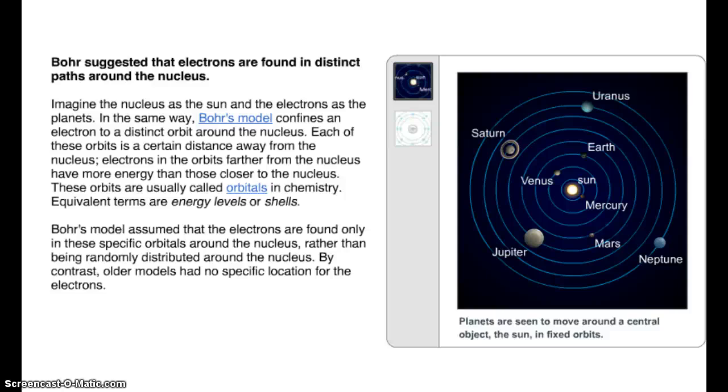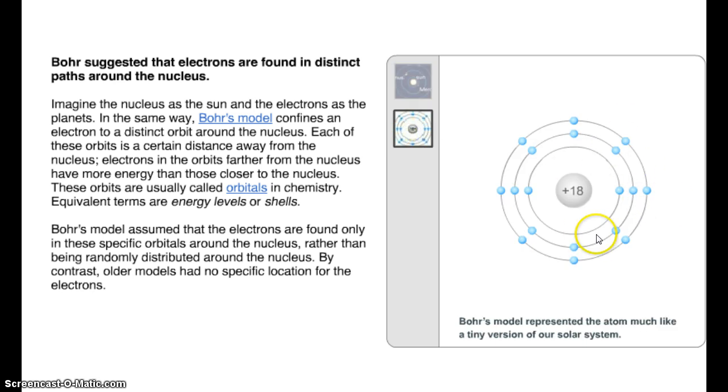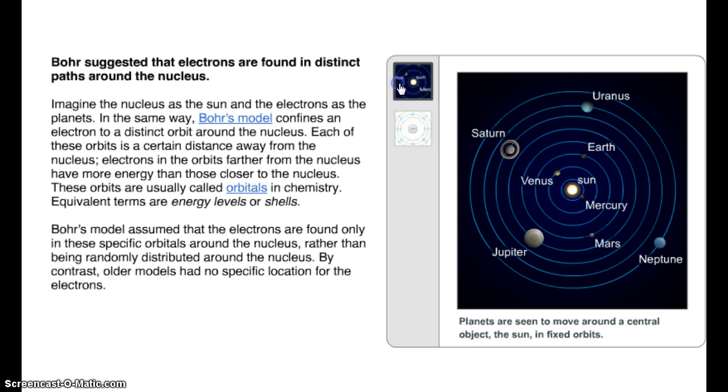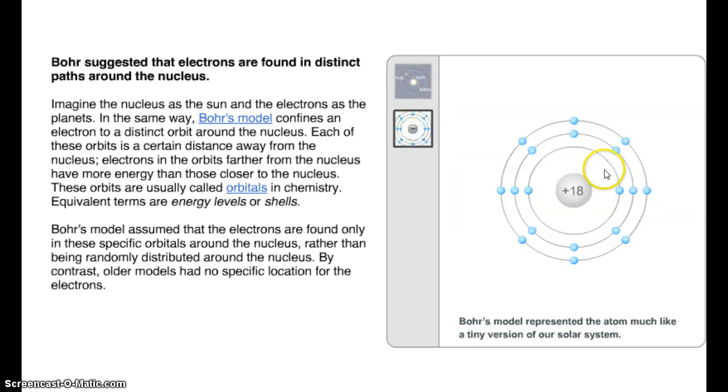Bohr's model assumed that the electrons are found only in these specific orbitals around the nucleus, rather than being randomly distributed around the nucleus. By contrast, older models had no specific location for the electrons. So the planets, they're saying, okay, we pretend that they have perfect circular orbits around the sun, and that's the same thing that we're saying for the electrons. However, every planet has its own orbit, whereas the electrons share orbits or orbitals.